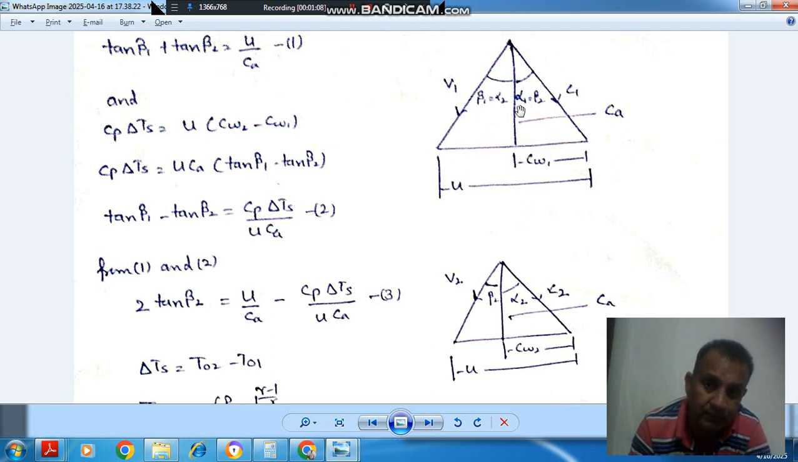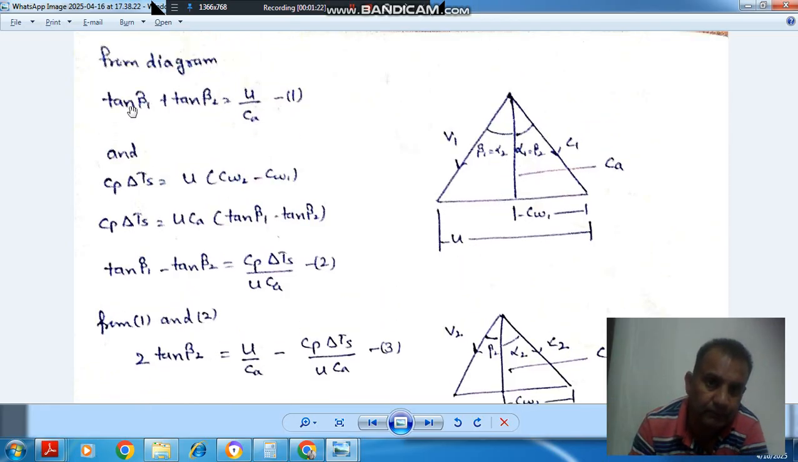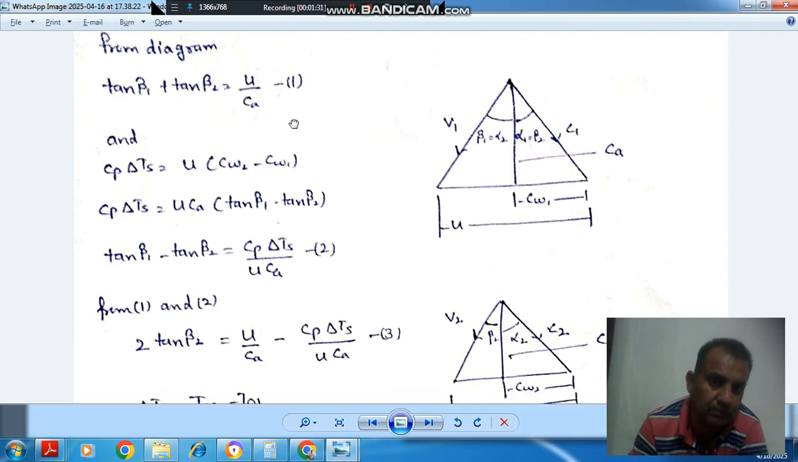So in 50% degree of reaction, this air angle is equal to the blade angle at outlet, and this angle is equal to this. Beta 1 is equal to alpha 2, and beta 2 is equal to alpha 1. From this velocity diagram we have tangent beta 1 plus tangent beta 2 is equal to U by Ca. So this is equation number 1.